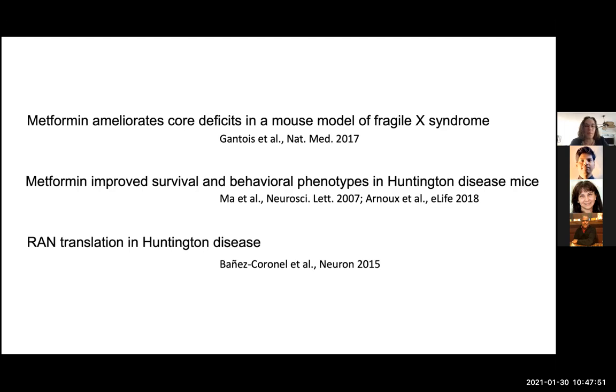So metformin improved the phenotypes there, sorry, hey, Bert.